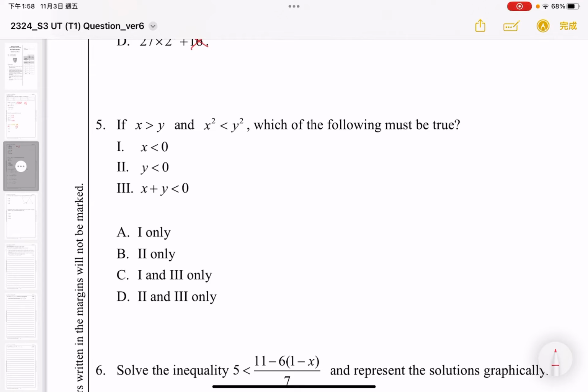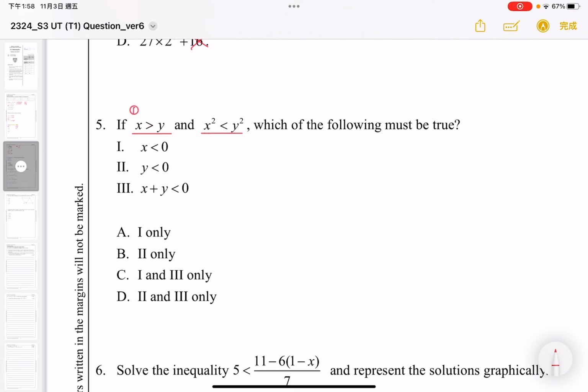Question 5, first term uniform test. In this question, you are given two conditions. One is x is larger than y and x squared is smaller than y squared. And you are going to determine which of the following must be true. So in this question, we have two conditions here.